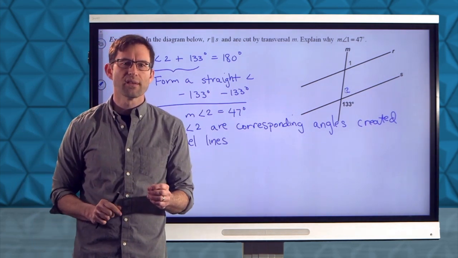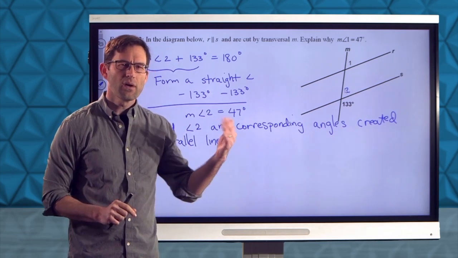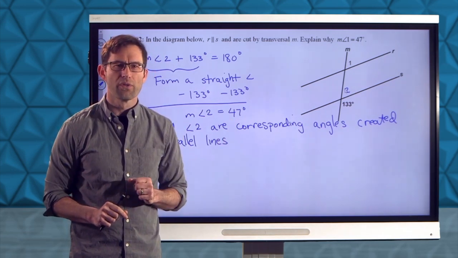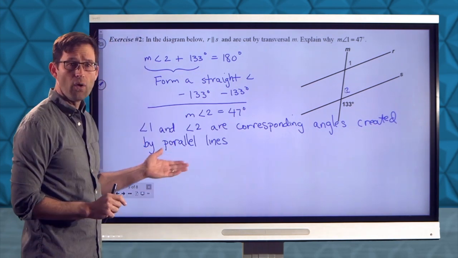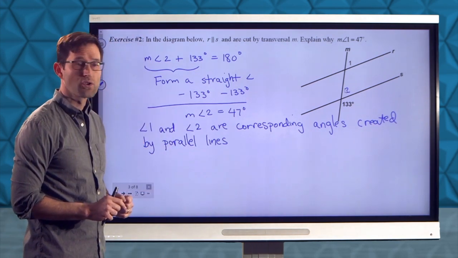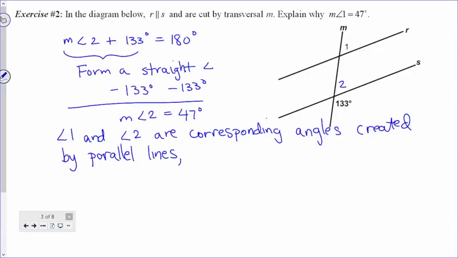Sometimes, especially on tests like the SAT, they'll try to trick you or play around with you a little bit on that, all right? So be careful with that. But right now I can say angle 1 and angle 2 are corresponding angles created by parallel lines, so they must be congruent.